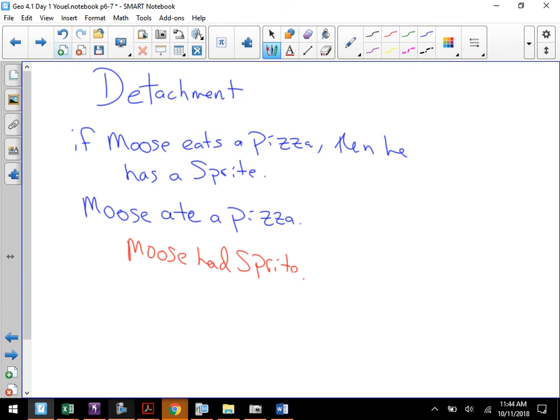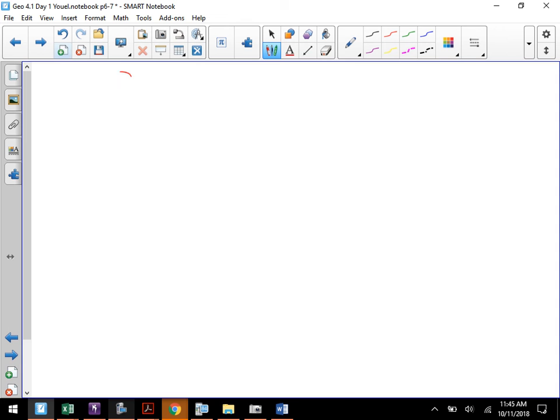The difference between detachment and what we would call the law of syllogism, or the transitive property, was that detachment was very choppy. If Moose eats a pizza, he has a Sprite. Moose ate a pizza, Moose had Sprite. So it sounds weird. Versus the other one, the syllogism, or what we call transitive property. The law of syllogism was something like this. Tom is taller than Bill.